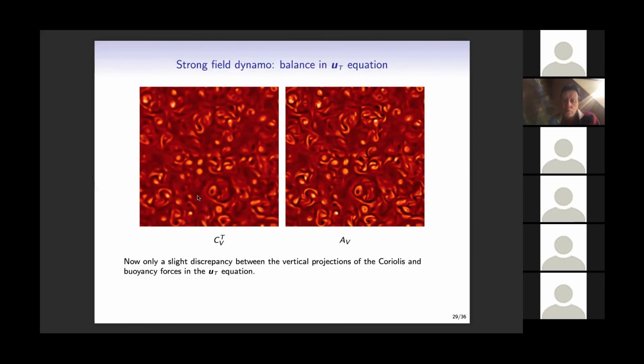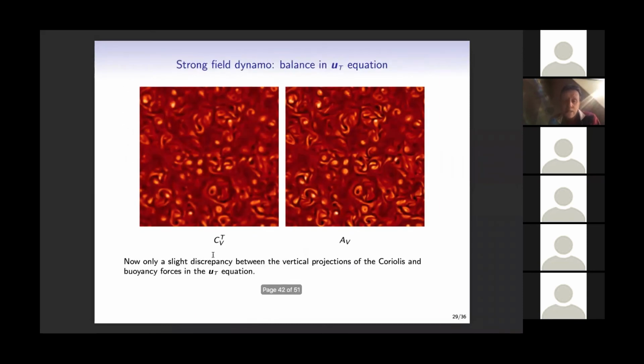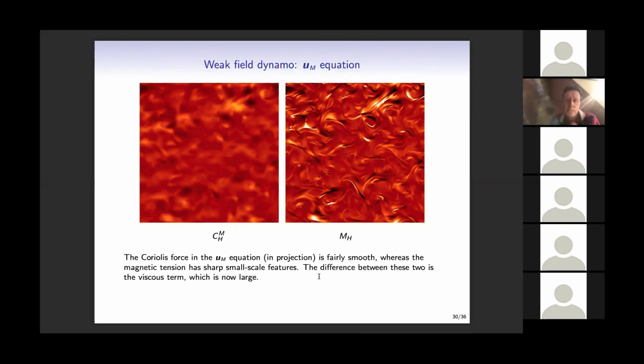However, if we go to the strong field and look at the thermal equation, what am I doing here now? I'm looking at this column, where at least in magnitude it looked like I've got a balance between Coriolis and buoyancy and nothing in the viscosity. Now, is that true in reality? Yes. This is the Coriolis and this is the buoyancy, and these are almost the same. The slight difference between them is the viscous term. So ignoring viscosity in the thermal equation is good. It's moved to large scales, and you could ignore it with impunity.